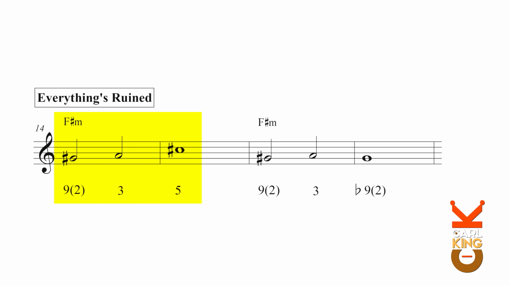Example 4 is "Everything's Ruined" from Angel Dust. In the verse, which is an F sharp minor tonality, instead of singing an F sharp, A, or C sharp, he starts on a G sharp, which is a ninth interval again. He sings the notes G sharp, A, and C sharp. So instead of 1, 3, 5, it's 2, 3, 5. And then with the lyrics "We had planned," he sings G sharp, A, and then G natural, which is a flat 9, and it really twists your ear.